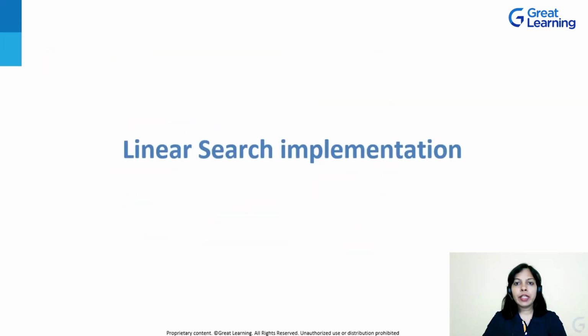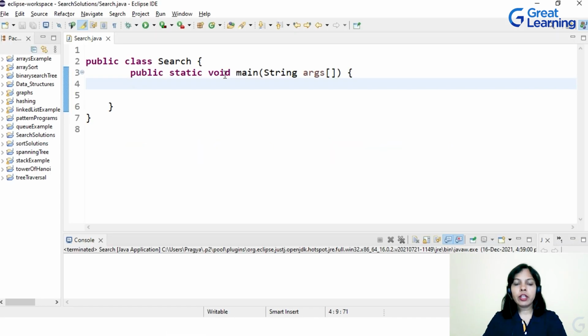Now let's see the implementation of linear search algorithm. I'll go directly to the Eclipse IDE and will start writing the code. So here I have created the class search, and then there is a public static void main method. Now inside this we'll be writing the concept or the logic for search.